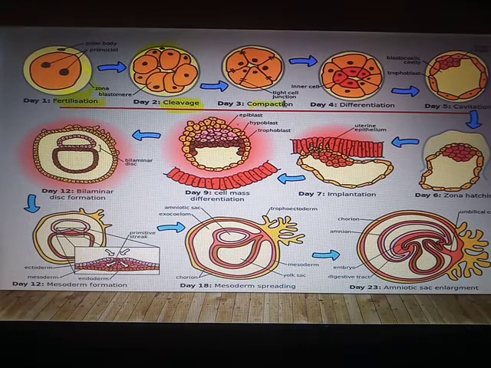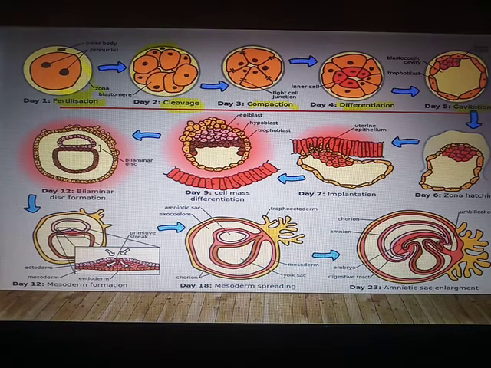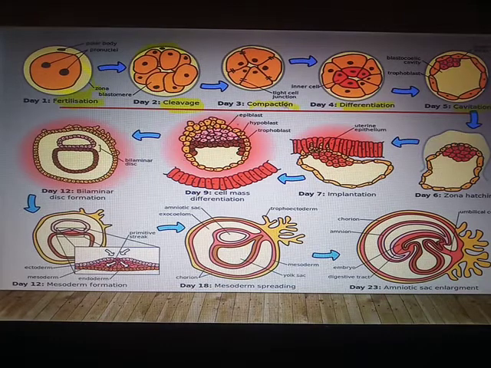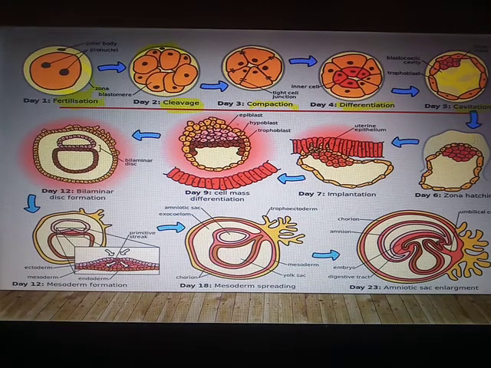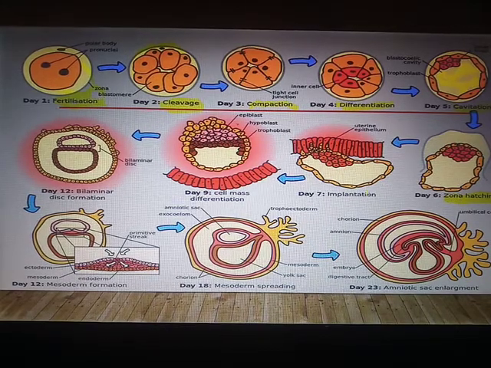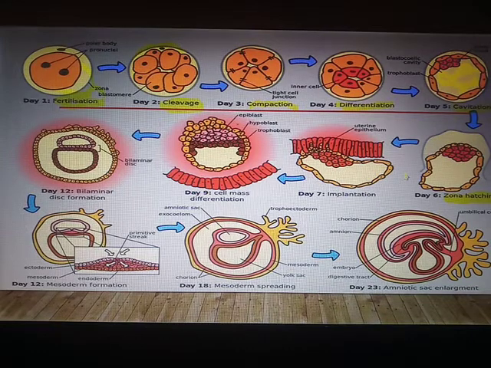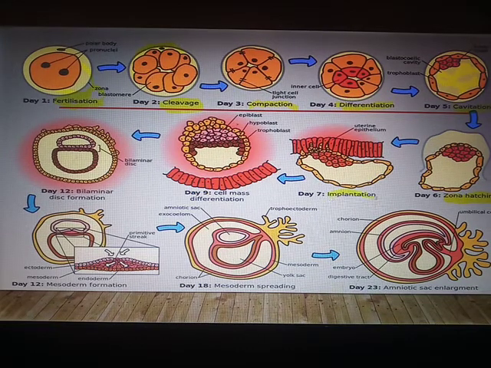The next stage is compaction and differentiation. Cells differentiate. And next is cavitation. Cavitation means formation of cavity. This cavity is known as blastocoelic cavity. Clear? Next is zona hatching. Zona is the outer layer of ovum. Next is implantation. Implantation is attachment of ovum with wall of uterus for their nutrition.